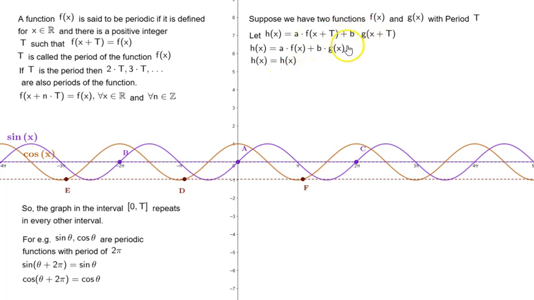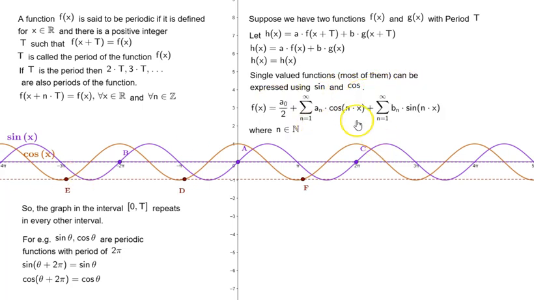Here it may look like a silly kind of statement, but the point is, if you have periodic functions, a function can be written as a combination of those periodic functions. So the left hand side and right hand side will converge. Now, single valued functions, which are most of them, can be expressed using sine and cos. And the Fourier series does exactly that.